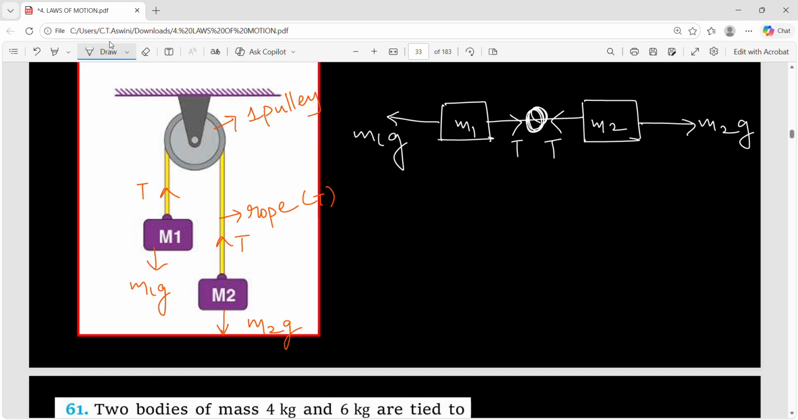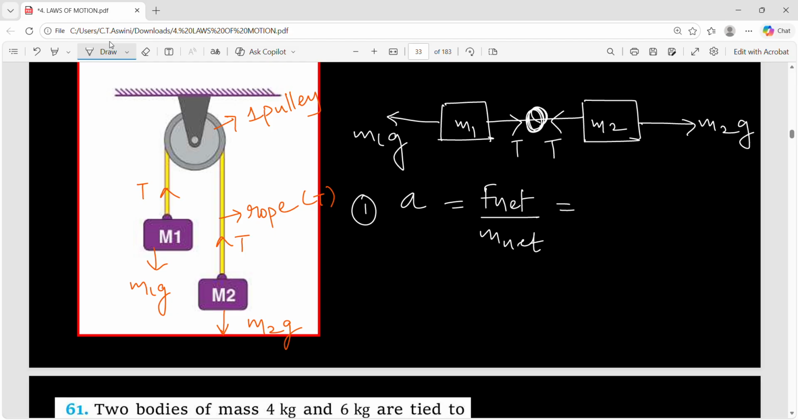So if you just flip this, if you just rotate it by 90 degrees on both sides, you'll get a straight line arrangement, m1 m2. On the left side it's weight m1g, on the right side m2 weight m2g. So don't you think it's the same motion of connected bodies? And how do you calculate acceleration here? a is equal to F net upon M net.